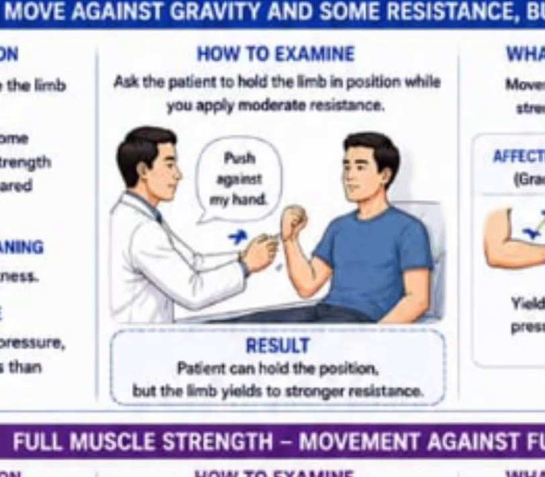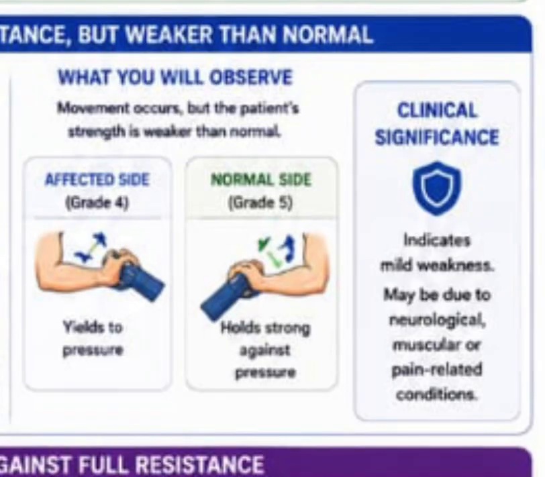You get it now? On the affected side, it will yield to pressure, while on the normal side there will be strong opposition to the therapist's pressure. When the therapist applies resistance, the person will put up a strong show. If resistance is added and the patient cannot resist it that strongly, you give them a 4. But if the patient can resist it strongly and to you it is okay, you give them a 5. You get it now?